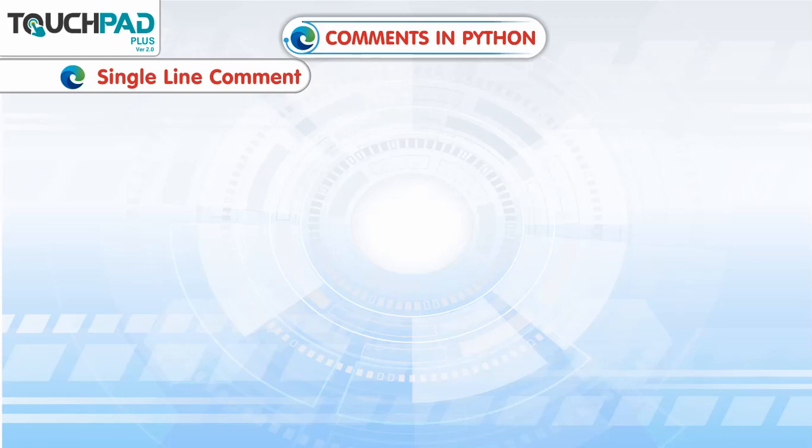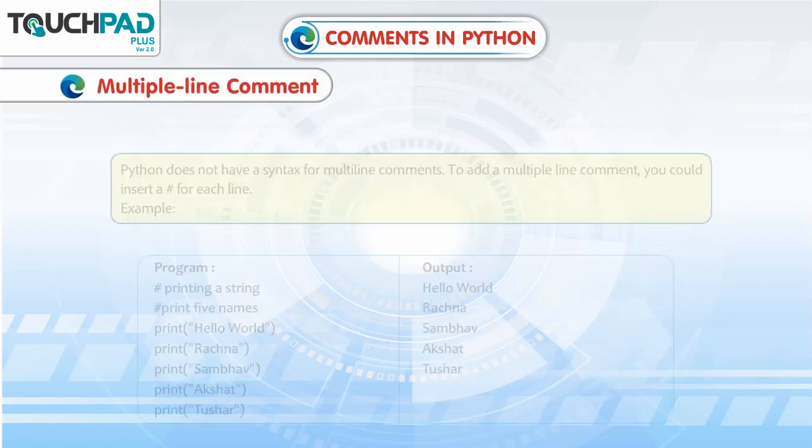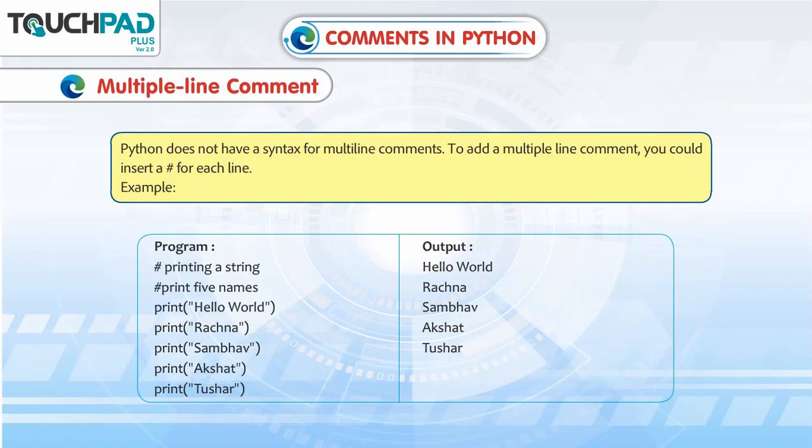Single-line comment. In case a user wants to specify a single-line comment, then the comment must start with the hashtag symbol. Example, hashtag printing a string, print in parentheses "hello world" in double quotes. Output: hello world. Multiple line comment. Python does not have a syntax for multi-line comments. To add a multi-line comment, you could insert a hashtag for each line.